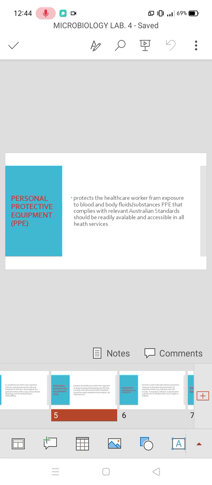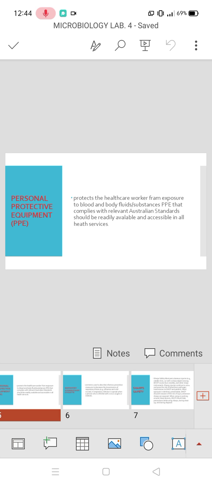Personal protective equipment, or PPE, protects the healthcare worker from exposure to blood and body fluid substances. Personal protective equipment that complies with relevant Australian standards shall be readily available and accessible in all health services.